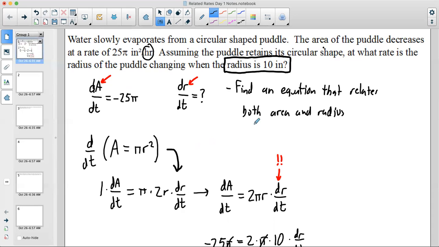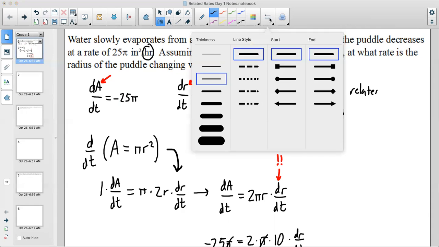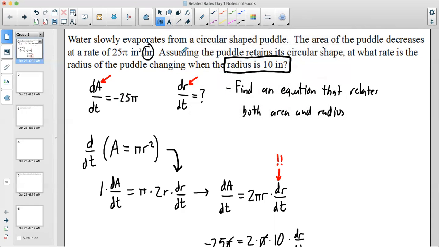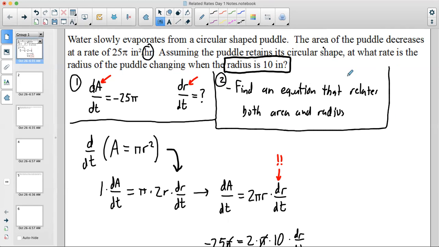So we write down the things we're given. We find an equation that relates the rates we were given, or the rate we're looking for, which is dr/dt, and the rate we were given, which is negative 25 pi. And then we take derivatives with respect to time. So if we want to think about steps, this is step 1 right here, writing down both the rate that you're given and the rate that you're looking for. Step 2 is to come up with an equation that relates these rates. That's why they're called related rates problems. Step 3 is to take derivatives with respect to time.